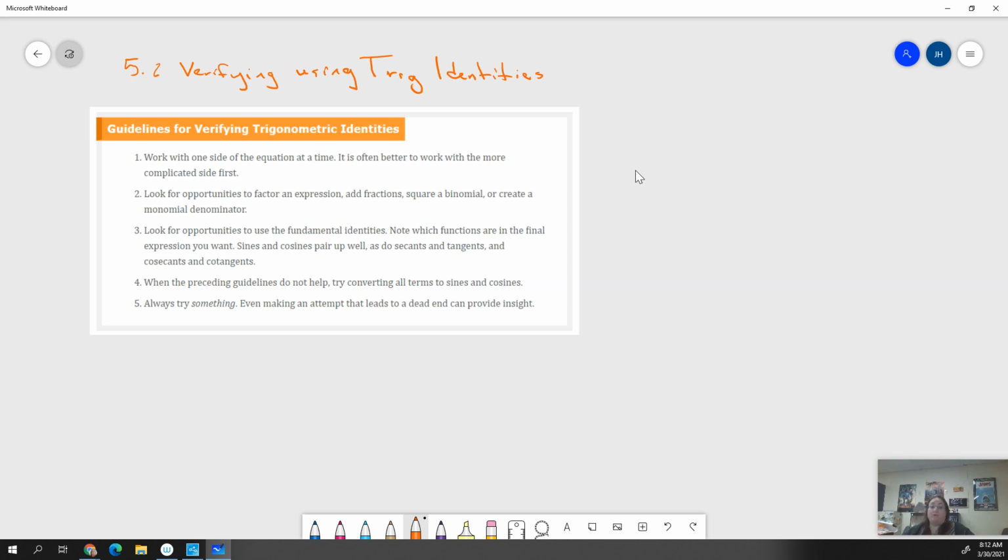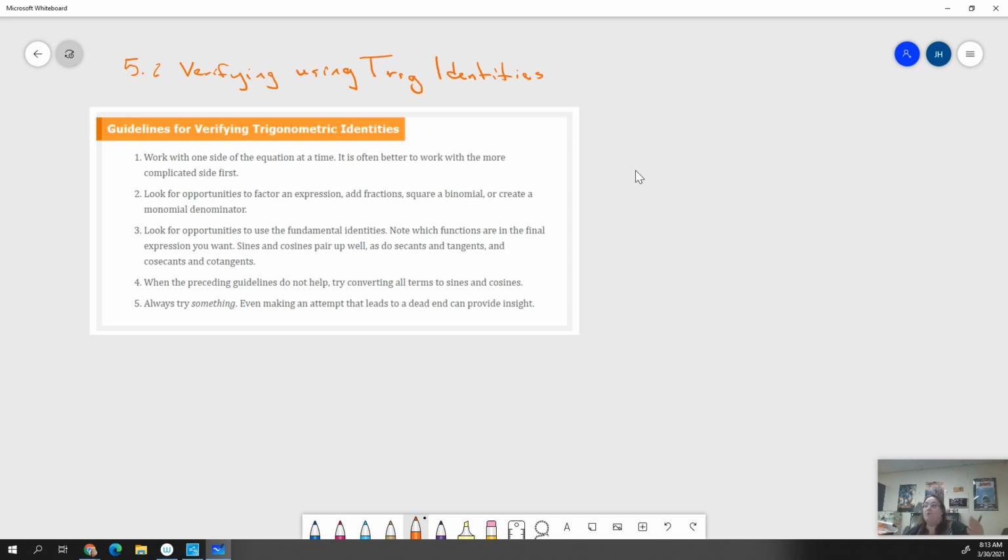Like I said with 5.1, you should always just have those identities in front of you when you're working while you're getting used to it. When the preceding guidelines don't help, try converting everything to sines and cosines and working that way. Everything can always go back to sines and cosines. Think about that. Secants, right, are just inverse of cosine. Cosecants are just the inverse of sine. Tangent is sine over cosine. So you can always make those things sine and cosine and try and find a way to bring them together like that.